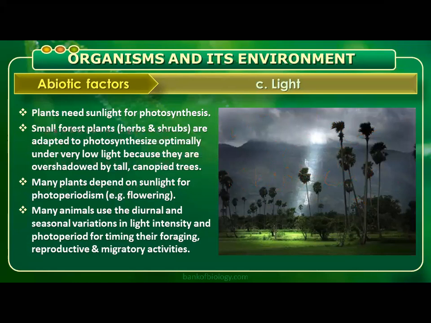The effect of photoperiod on animals is a little different. Many animals use the diurnal and seasonal variations in light intensity and photoperiod for timing their foraging, that means food collection, and reproduction and migratory activities. Photoperiodism on animals: the question will come in that manner. Foraging, reproductive, and migratory activities.